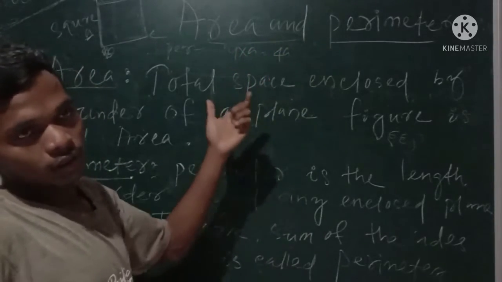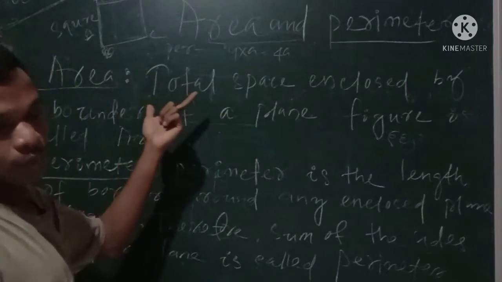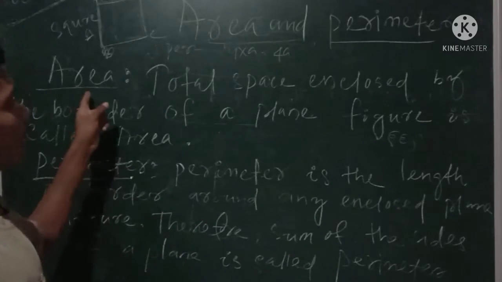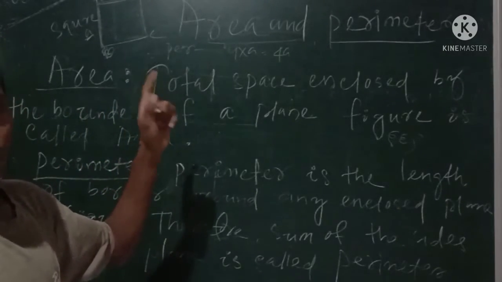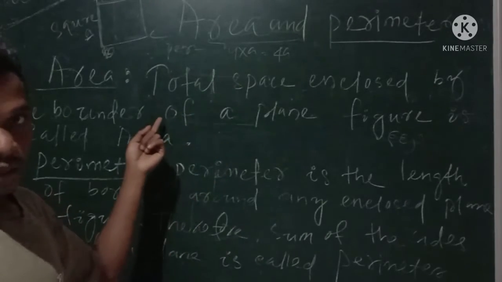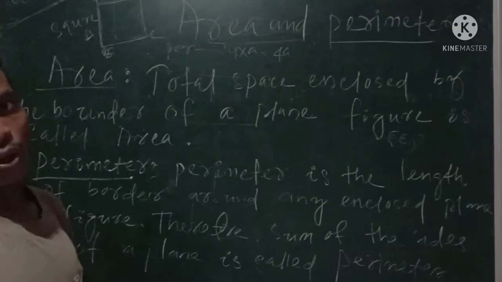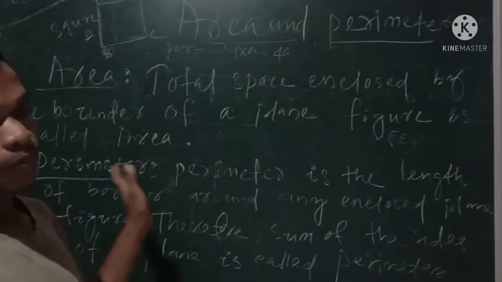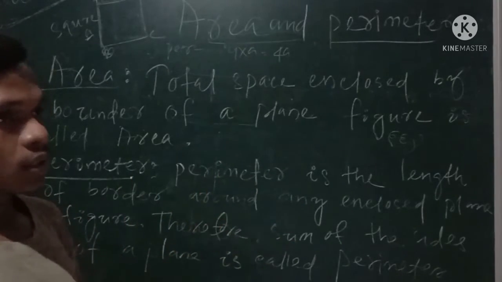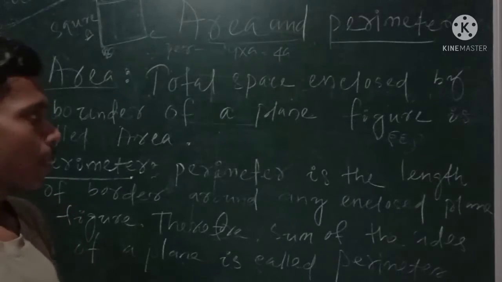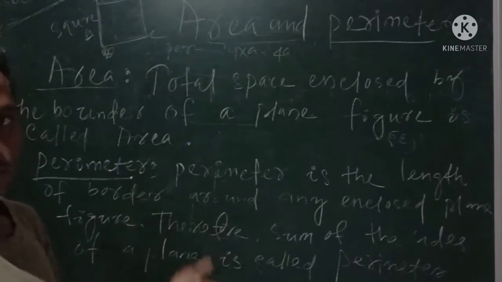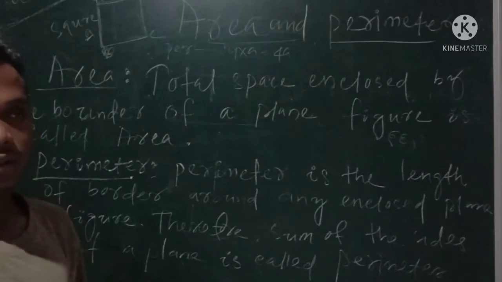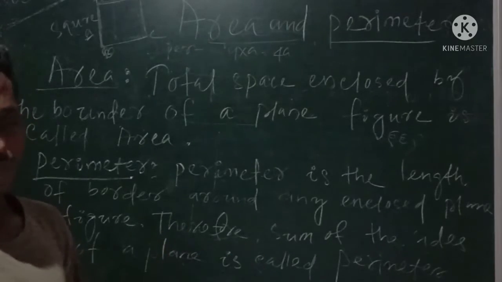We already learned this in earlier classes. What is the area, what is the perimeter, do all of you understand? The unit of area is square meter, square centimeter, etc., and the unit of perimeter is centimeter, meter. Area and perimeter, all of you understand this. We learned this before.